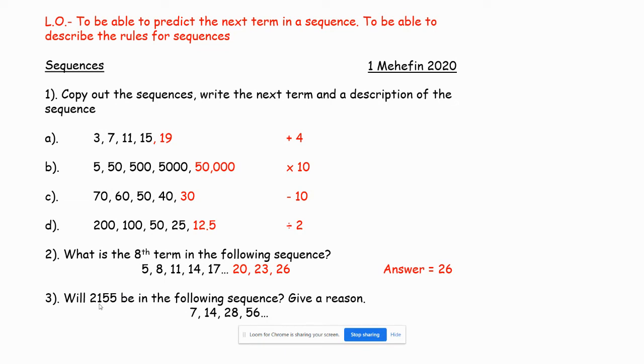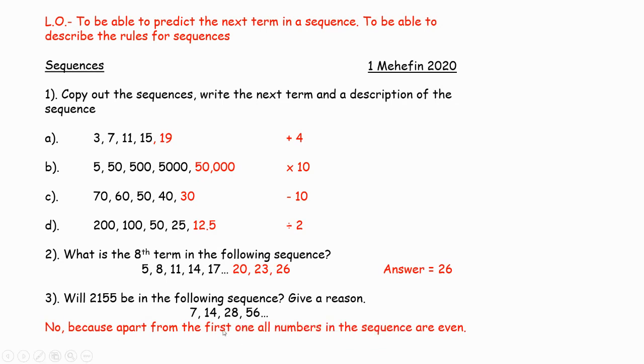And the other way of working it out, though, is, well, what do all these numbers have in common? These are all in the 7 times tables. Okay, so is this in the 7 times tables? We could check that. And yet another thing we could do is, because we're doubling, apart from the first number, when you double something, it's always going to be even. Will we ever get back to an odd number? No. So apart from the first one, all the numbers in sequence are even. That's one way of doing it.